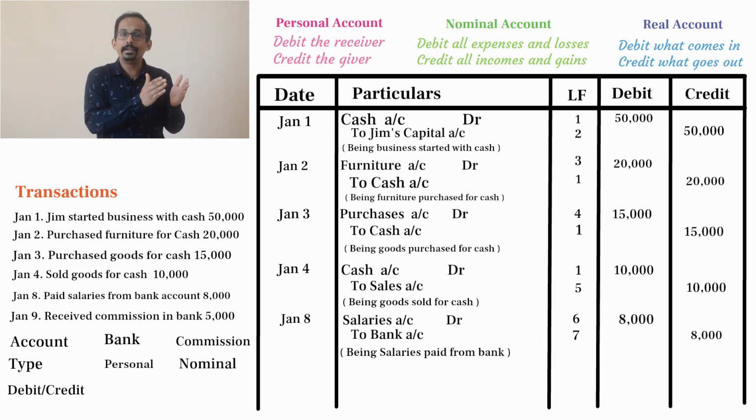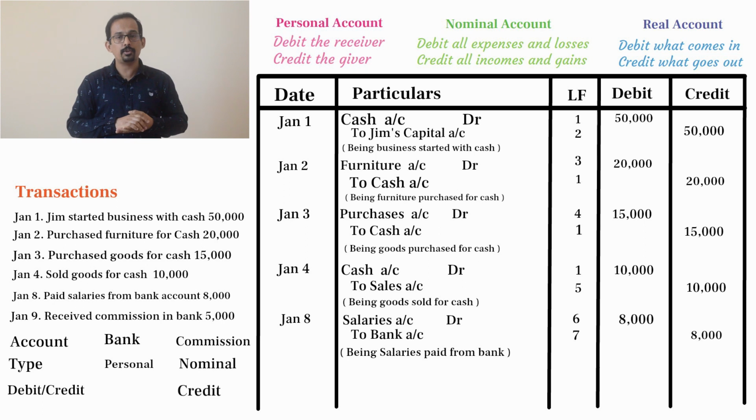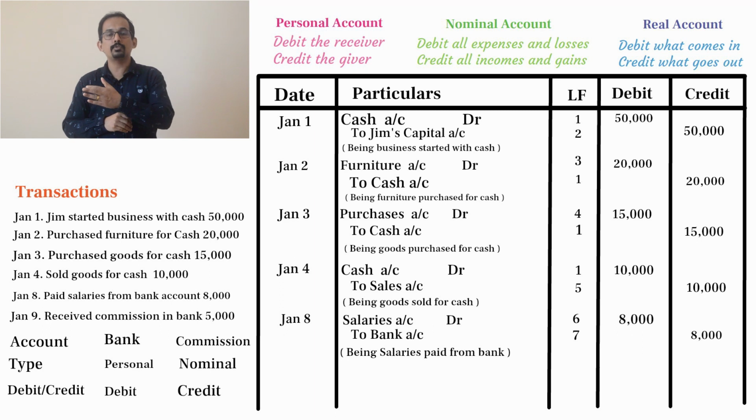For nominal account, debit all expenses and losses, credit all incomes and gains. So commission has to be credited in this case, and for personal account, debit the receiver, credit the giver. Bank is the receiver of the commission, so bank is debited in this case. So entry is bank account debit 5,000, commission account credit 5,000.